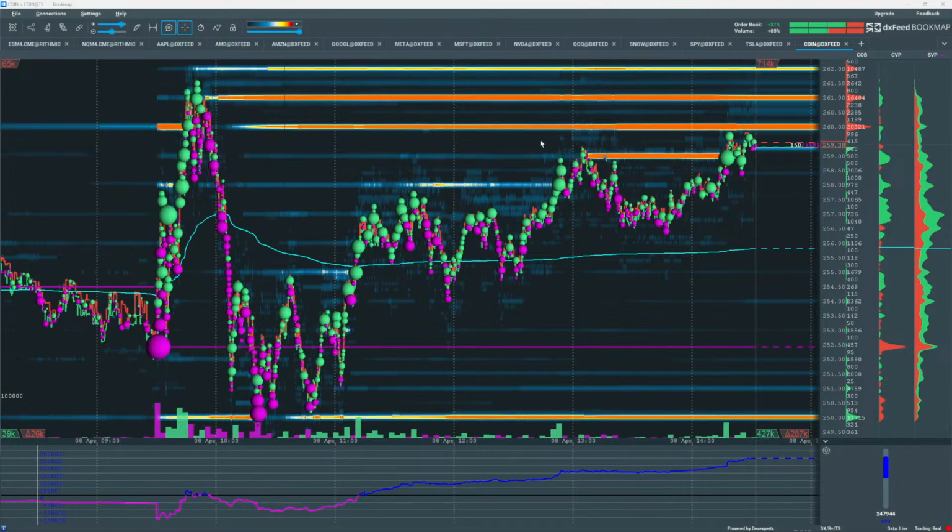This is the heat map and Bookmap showing a history of the limit orders in the order book. Above price, these are limit sell orders. They tend to attract price. Note how they were consumed here, then came back in at 260. More orders, limit sell orders.